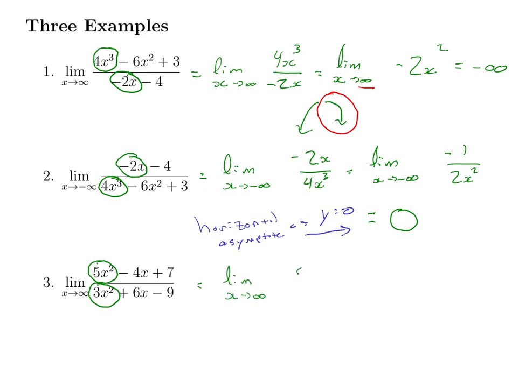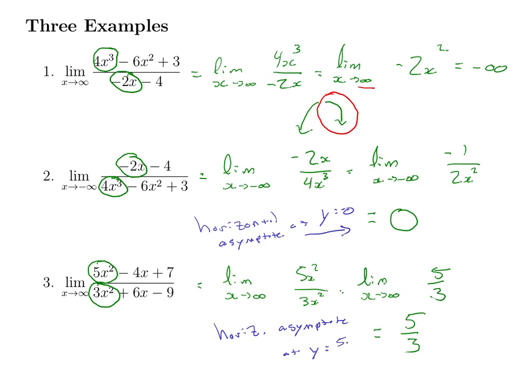This one's going to turn out to be a little bit easier, because when we have 5x squared over 3x squared, that's really just going to give us the limit as x approaches infinity of 5/3. This is a constant. Limits of constants are just themselves. So this is just going to be 5/3. So again, we've got a horizontal asymptote at y equals 5/3 because this limit exists. This one up here doesn't exist. But we still have this general end behavior that we can talk about.